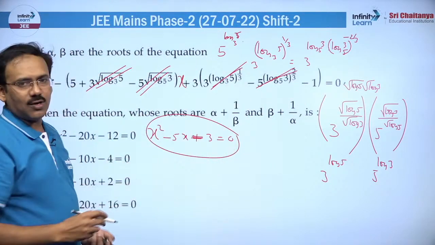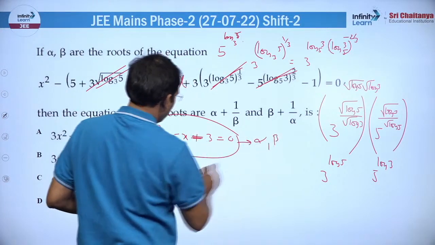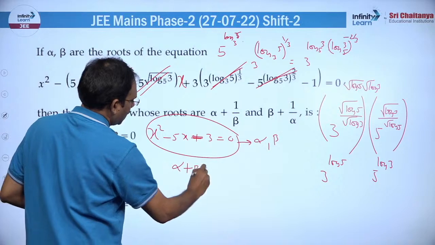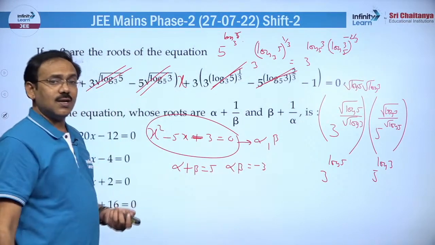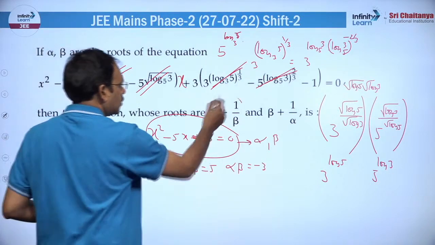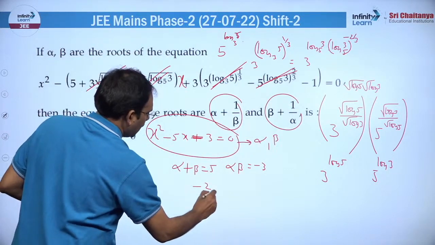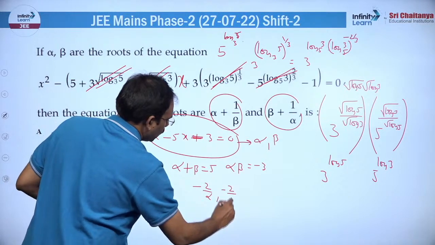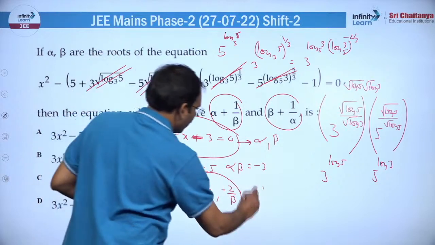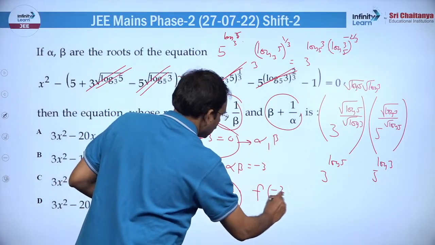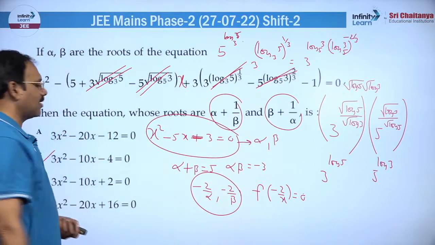So this is the quadratic equation whose roots are alpha, beta. So you can say alpha plus beta is 5, alpha beta is minus 3. You want a new transformed equation with roots alpha plus 1 by beta, which is minus 2 by alpha and minus 2 by beta. If this is f of x, you can find f of minus 2 by x is equal to 0. You are going to get option B as the right answer.